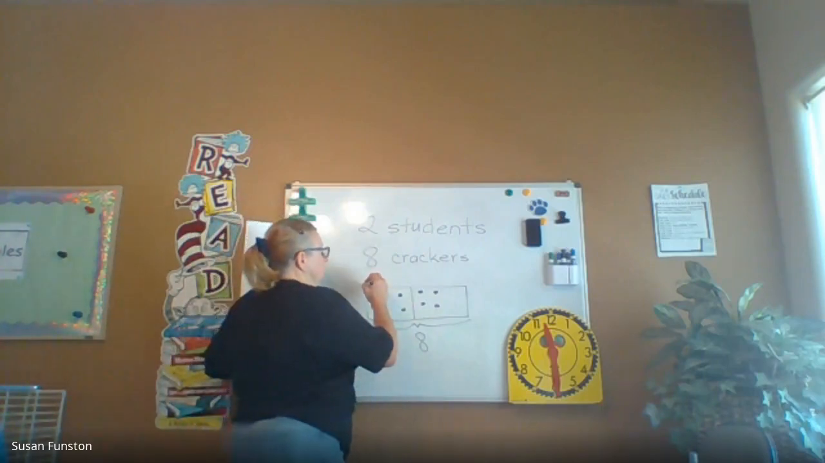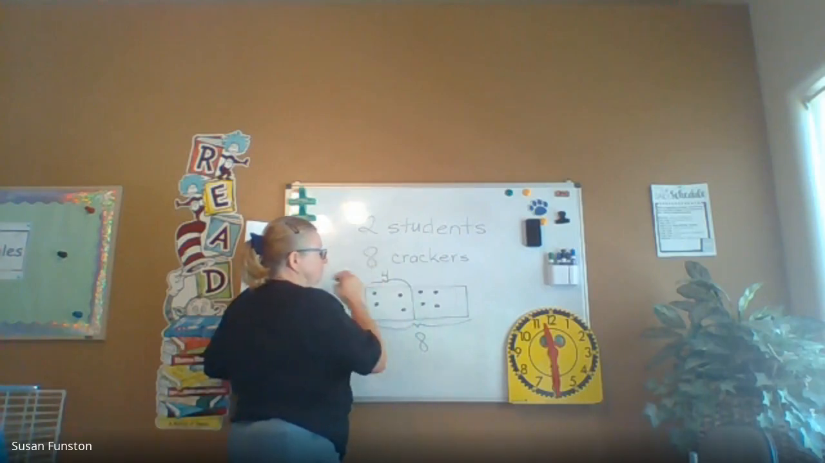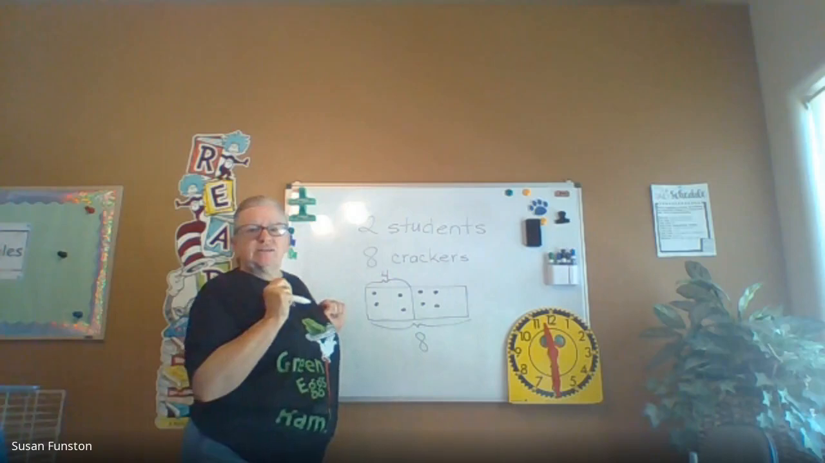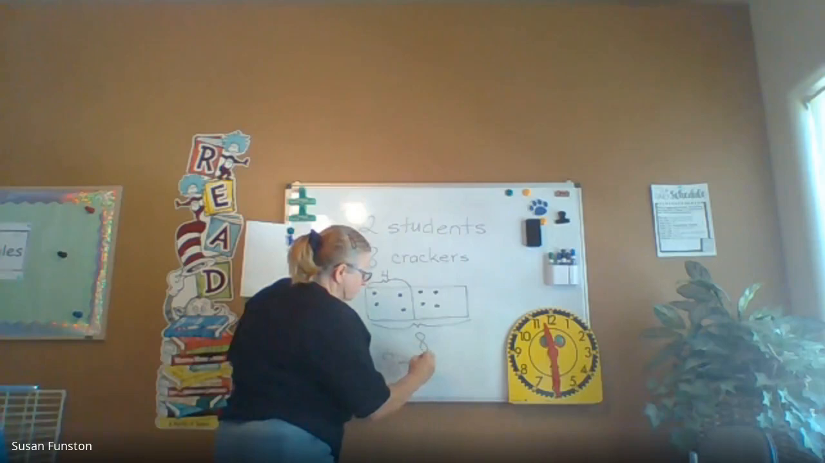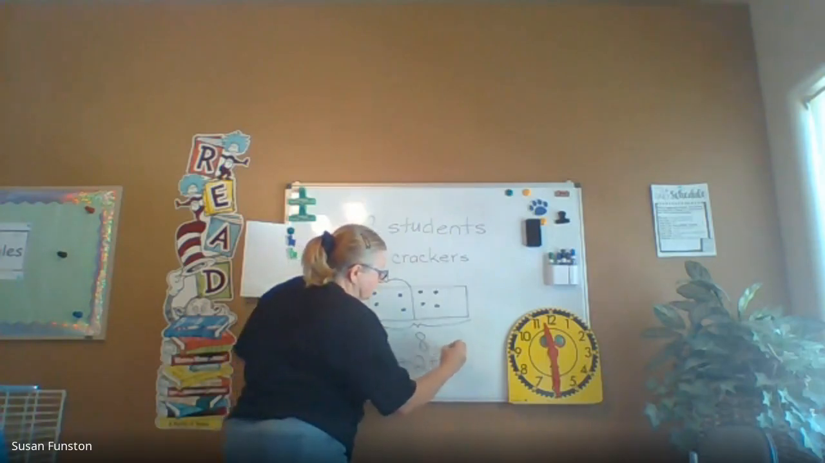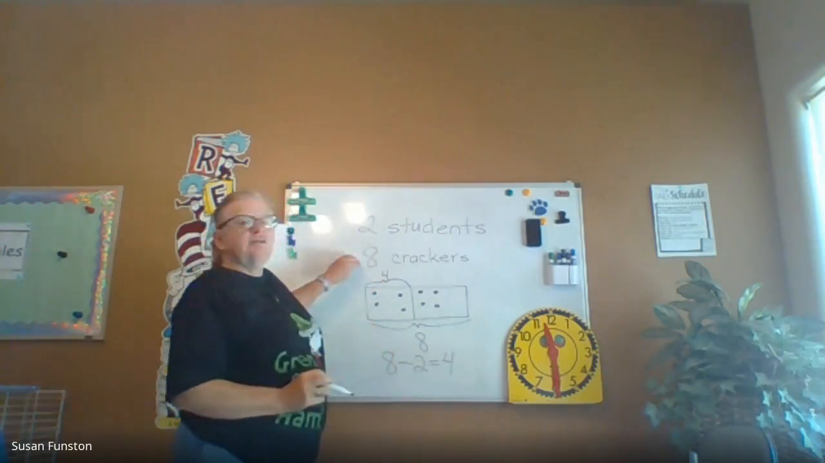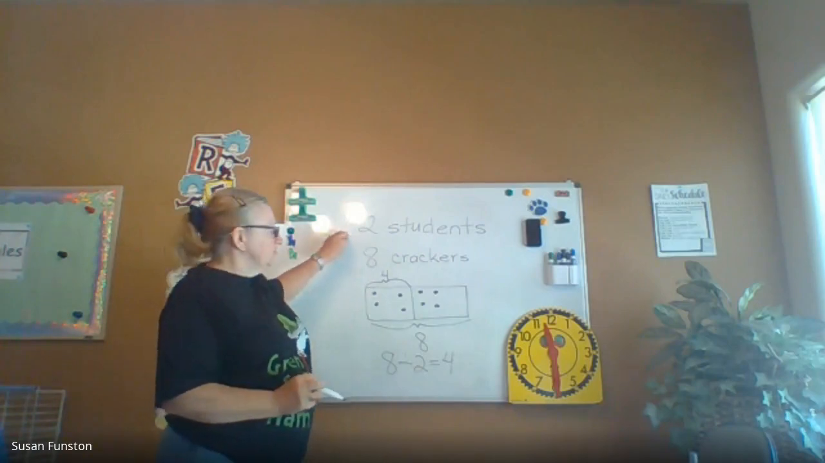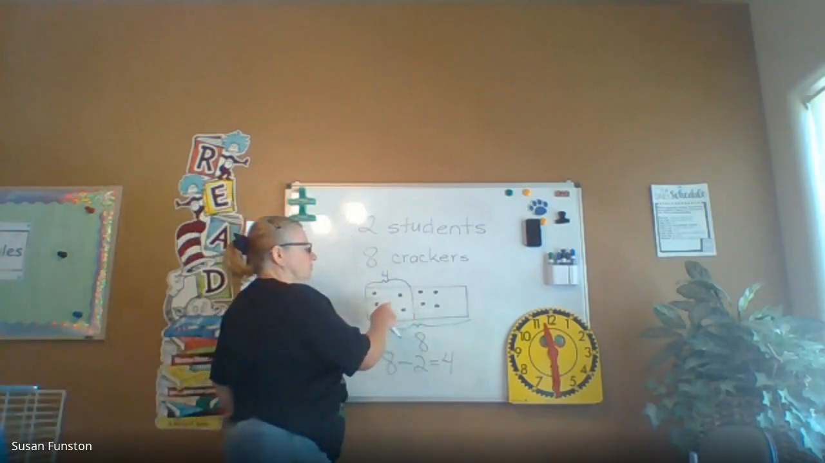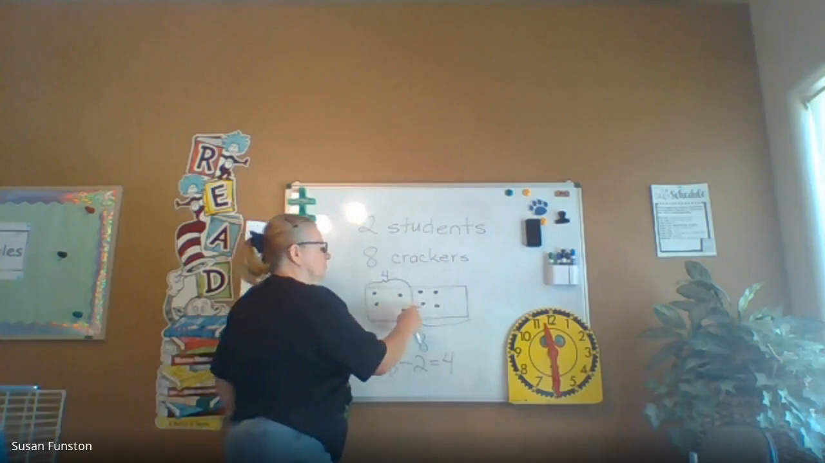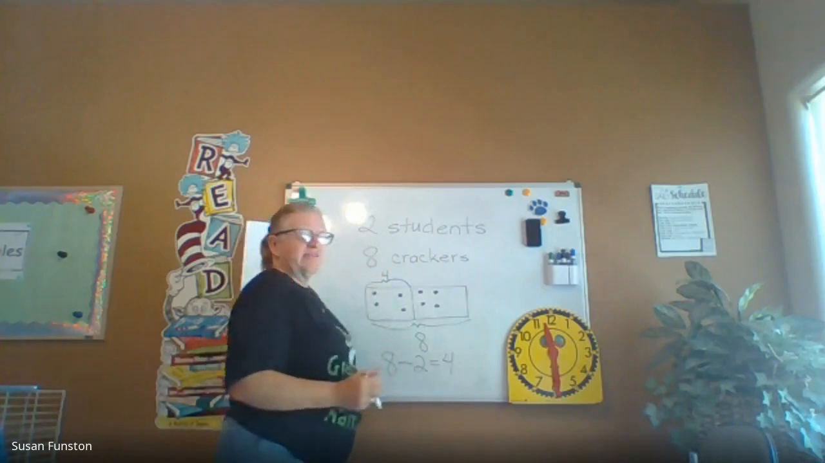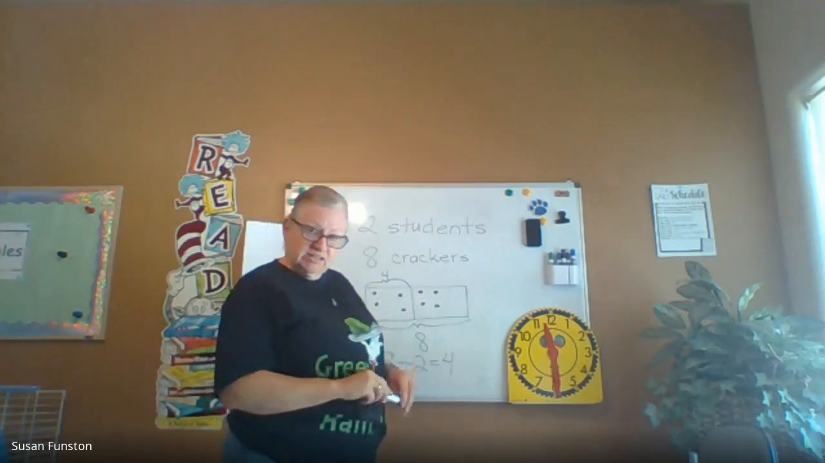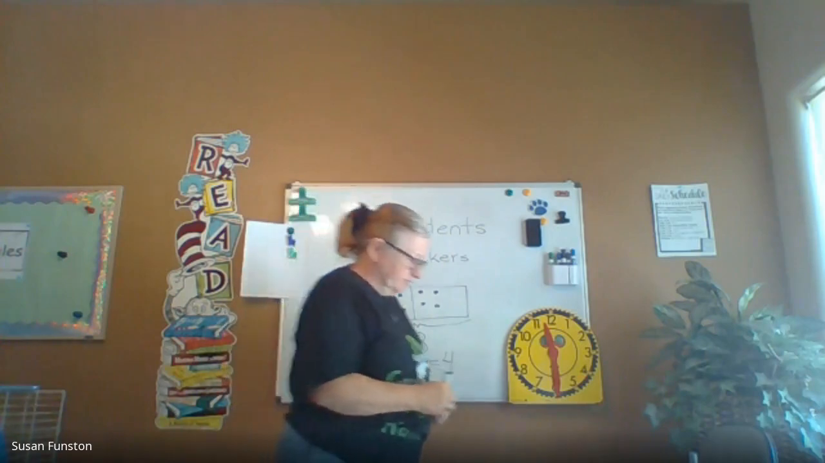Now I need to label this one. How many do I have here? 4. So what is my division sentence? 8 divided by 2 equals 4. I took 8 crackers, divided them between 2 students. 1 for you, 1 for you, 1 for you, until I get to 8, because that's when I'm going to run out of crackers. Make sense? So you know you do this all the time.